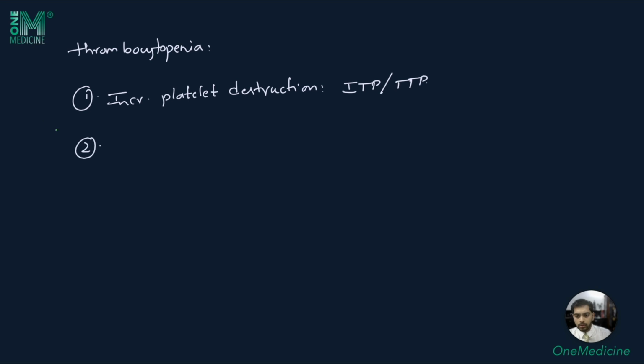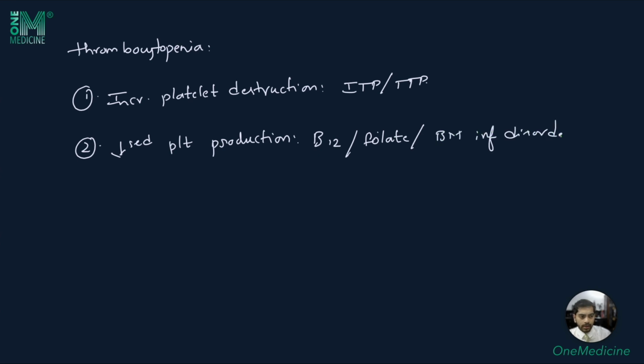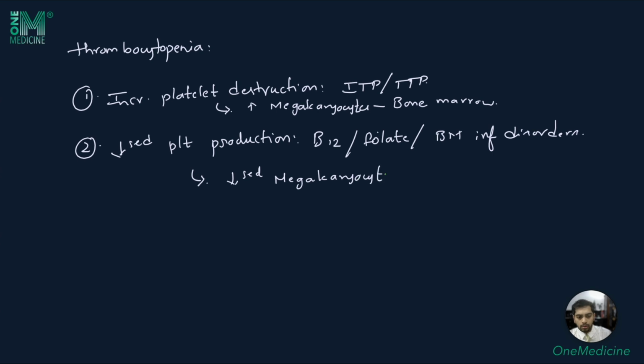Just like with anemia, thrombocytopenia can happen because of two important reasons. One is increased platelet destruction, as seen in cases of ITP or TTP. The other cause being reduced platelet production, as seen with vitamin B12 deficiency or folate deficiency or bone marrow infiltrative disorders, etc. On bone marrow examination, increased platelet destruction usually translates to increased megakaryocytes that are seen on bone marrow, whereas reduced platelet production will obviously have a reduced megakaryocyte count on bone marrow examination.